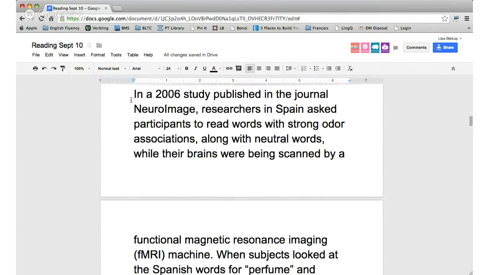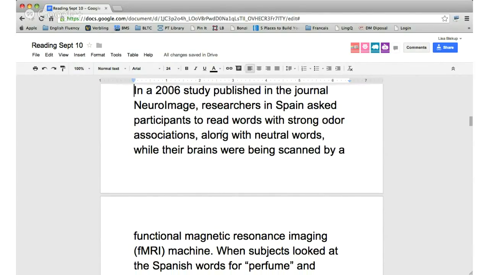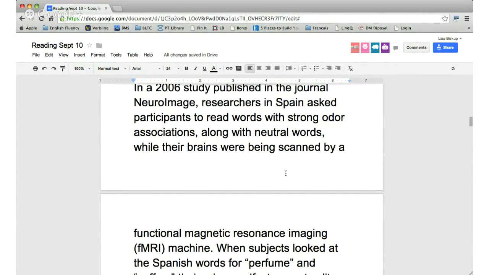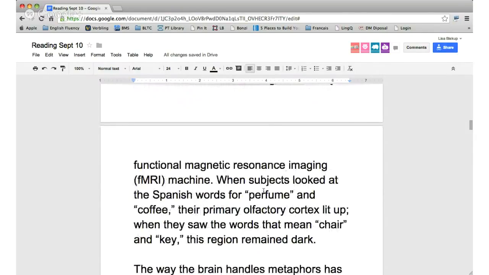In a 2006 study published in the journal Neuroimage, researchers in Spain asked participants to read words with strong odor associations, along with neutral words, while their brains were being scanned by a functional magnetic resonance imaging (fMRI) machine. When subjects looked at the Spanish words for perfume and coffee, their primary olfactory cortex lit up. When they saw the words that mean chair and key, this region remained dark.